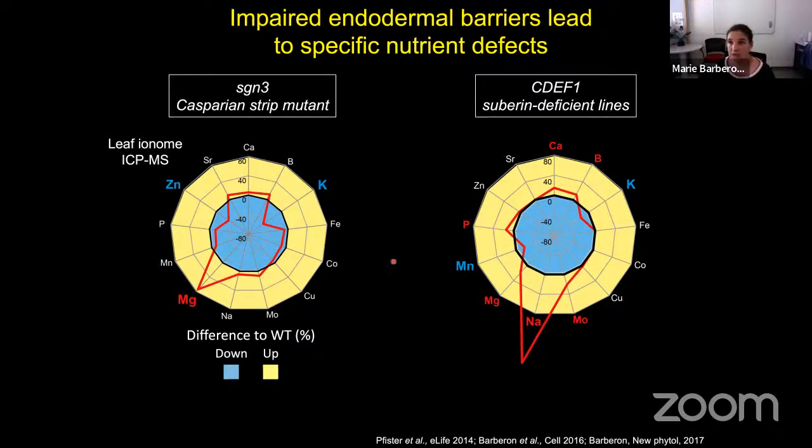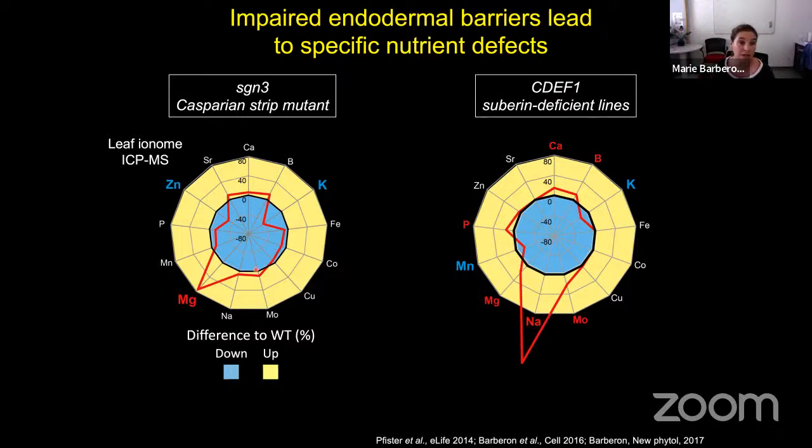And when we did these ionomics, we were very surprised for a while because we were really expecting that if we had mutant without Casparian strip or without Suberin, we will see a massive overaccumulation of many elements, and this is not the case. Most elements are not affected in these lines or mutants. We can see some that overaccumulate, like magnesium for the Casparian strip mutant or sodium for the Suberin deficient lines, but this is not the general trend.